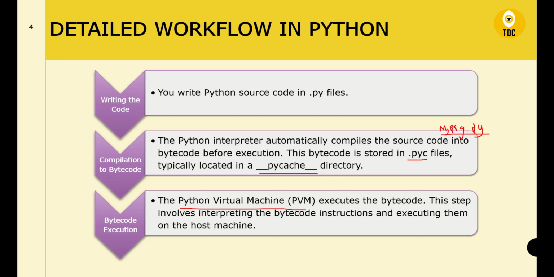So once you have the .pyc file, your PVM starts executing that bytecode. This step involves interpreting. So here it is a compilation, here it is an interpretation. Both we are calling as a blend, compilation plus interpretation. That is why Python is a blend of both. This step involves interpreting the byte instructions and executing them on the host machine. Keep this in mind, this is just in time, on the fly. It's always line by line, or instruction by instruction. It is not executing the entire thing at once, okay? And that is why it is an interpreted language also.